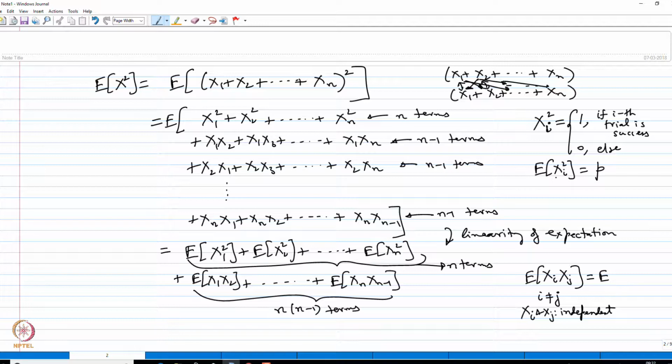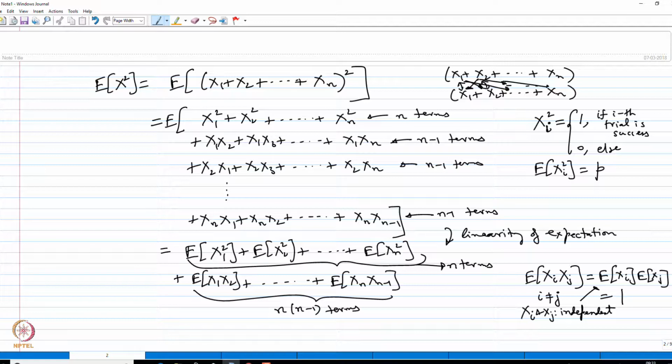Remember in the previous case here, expected value of xi squared you will get if i is equal to j. If i is equal to j, xi and xi are not independent, so you have to calculate the xi squared carefully. But if i is not equal to j, expected value of xi and xj, you know xi and xj are independent. So once they are independent, you can do the calculation very easily.